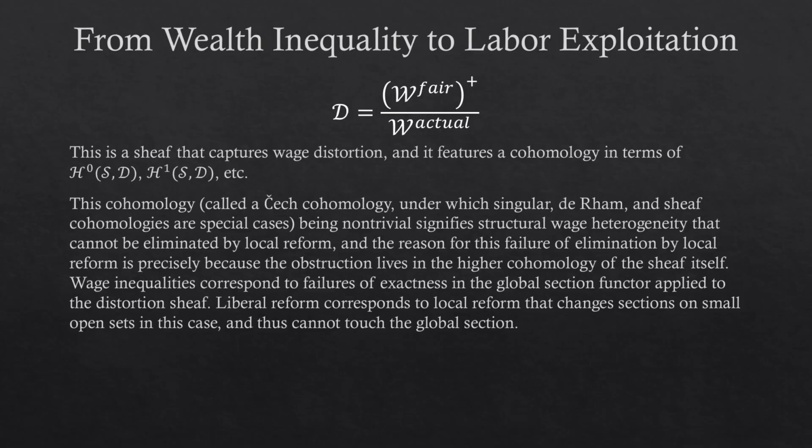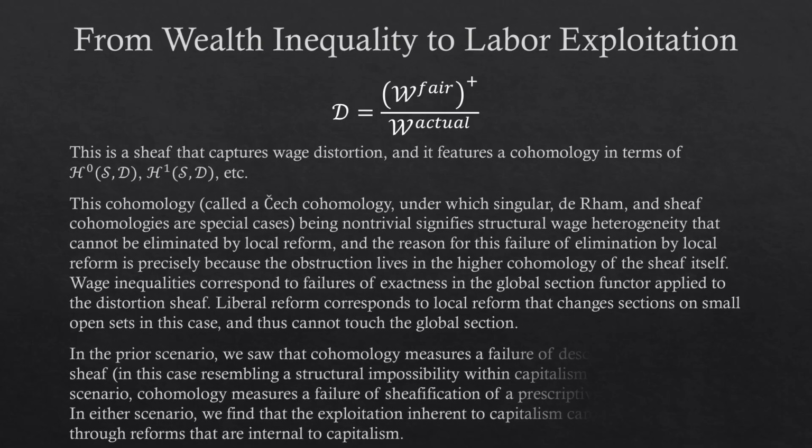And the reason for this failure of elimination is precisely because the obstruction lives in the higher cohomology of the sheaf itself. Wage inequalities correspond to failures of exactness in the global section functor applied to the distortion sheaf, whereas liberal reform corresponds to local reform that changes sections on small open sets in this case, and thus cannot touch the global section.